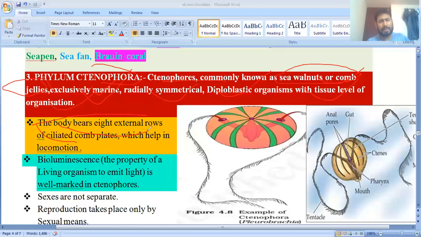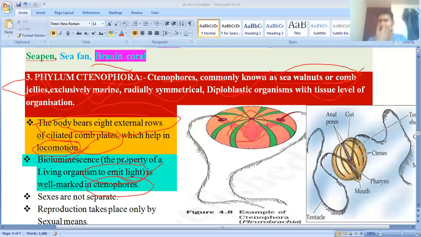Next point, the body bears 8 external rows of ciliated comb plates. Here you can count 1, 2, 3, 4, 5, 6. It means they have 8 rows of ciliated comb plates. And what is the function of ciliated comb plates? These ciliated comb plates are involved in locomotion. Here they have given bioluminescence. Bioluminescence is the property of an organism to emit light. This is called the bioluminescence phenomenon, and it is well marked in Ctenophores. So this is the big characteristic of the Ctenophores.